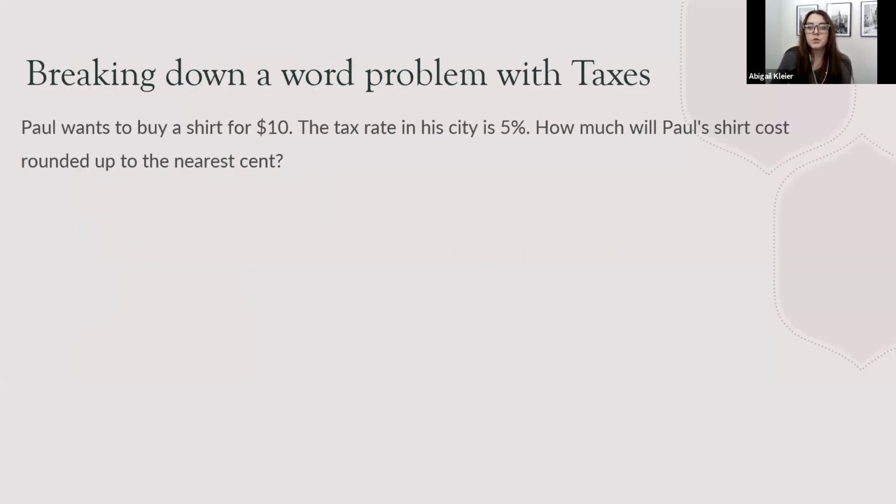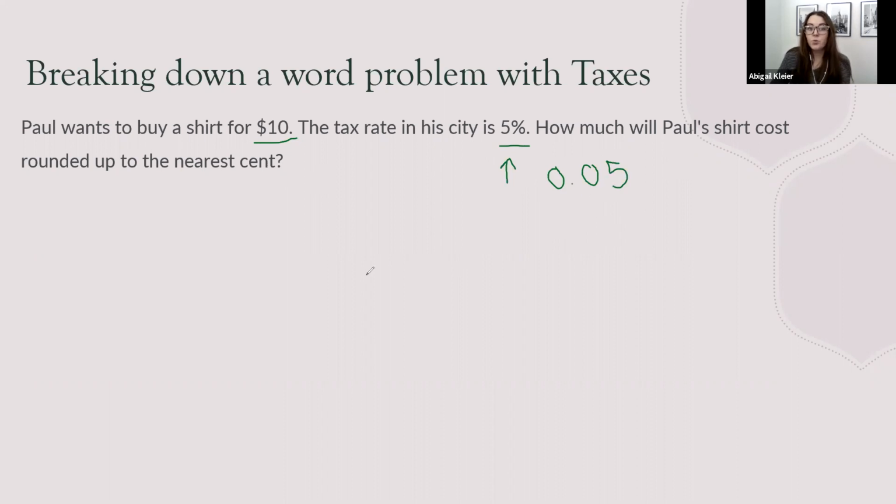So here's our first problem, breaking down a word problem with taxes. Paul wants to buy a shirt for $10. The tax rate in his city is 5%. How much will Paul's shirt cost rounded up to the nearest cent? My first step is converting that percent to a decimal. So this converts to 0.05.